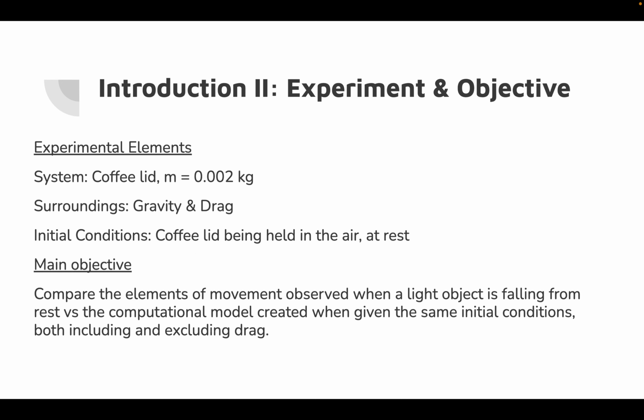Some experimental elements are the system being a small plastic coffee lid, and the surroundings being gravity and drag. And the initial conditions are that the coffee lid is being held at rest in the air. And the main objective is to compare the elements of movement observed versus the elements of movement when we plug the same initial elements into a computational model, including and excluding drag.